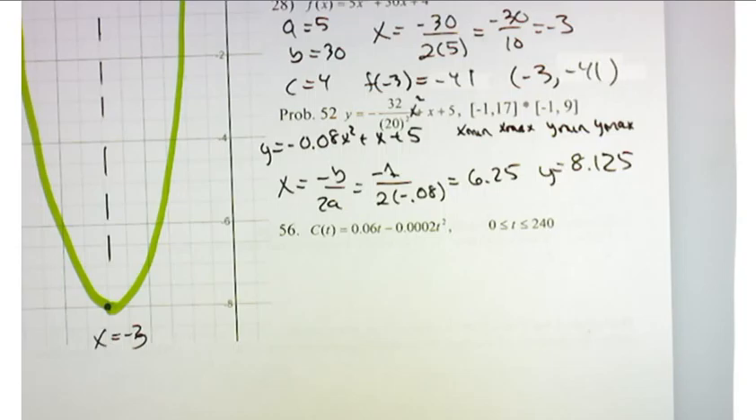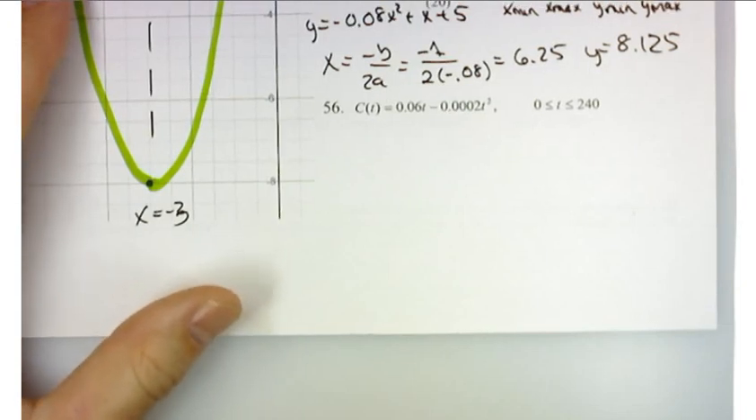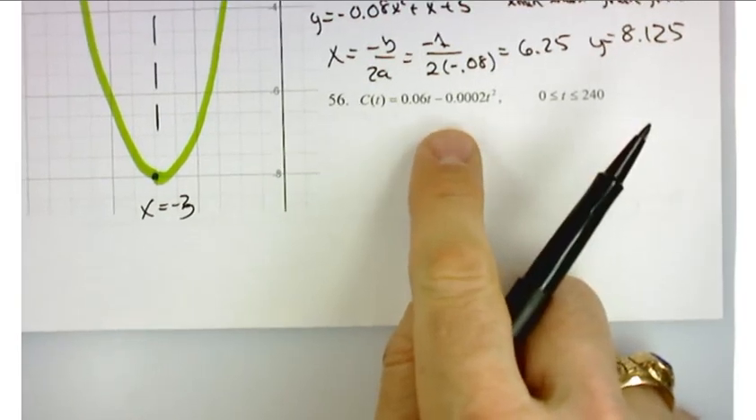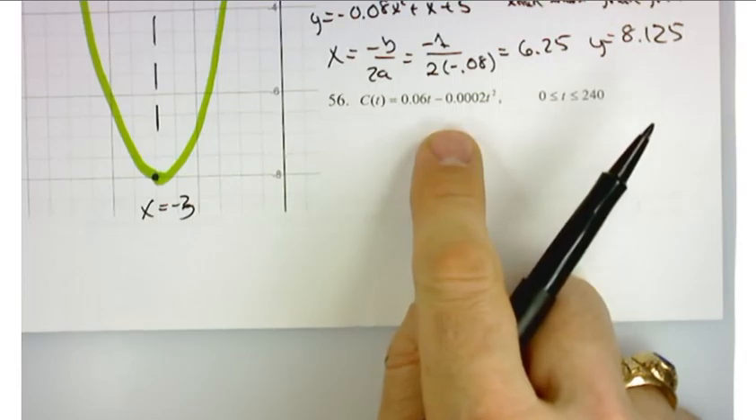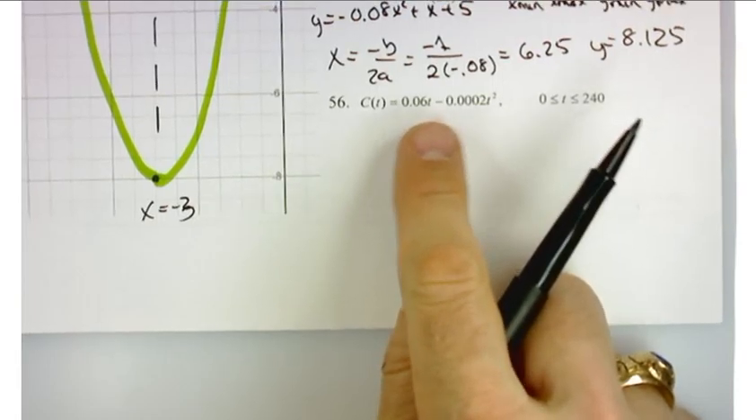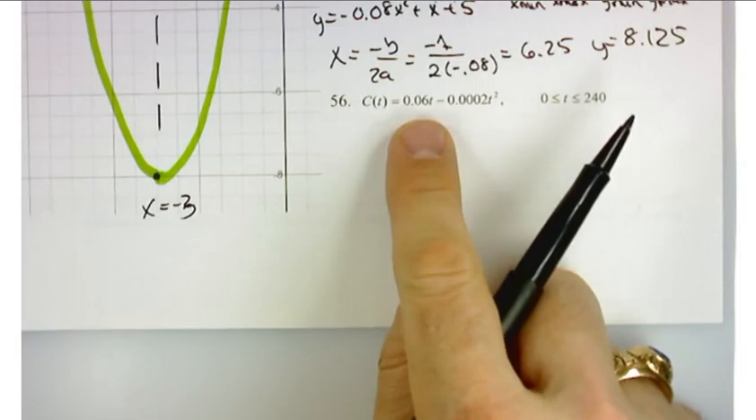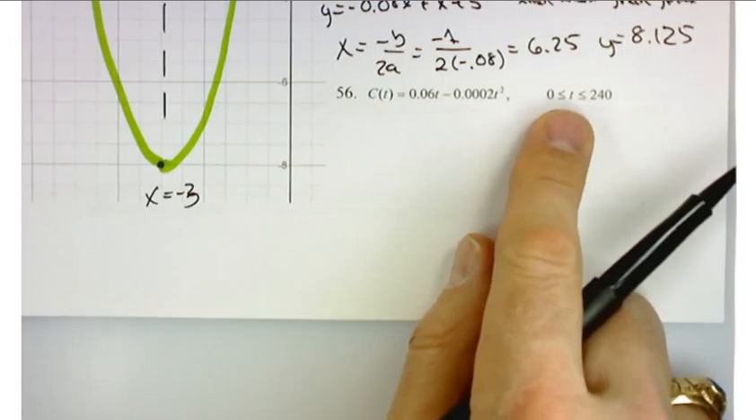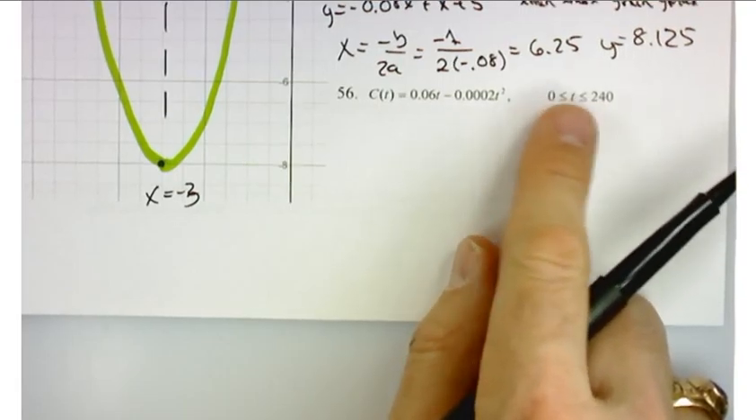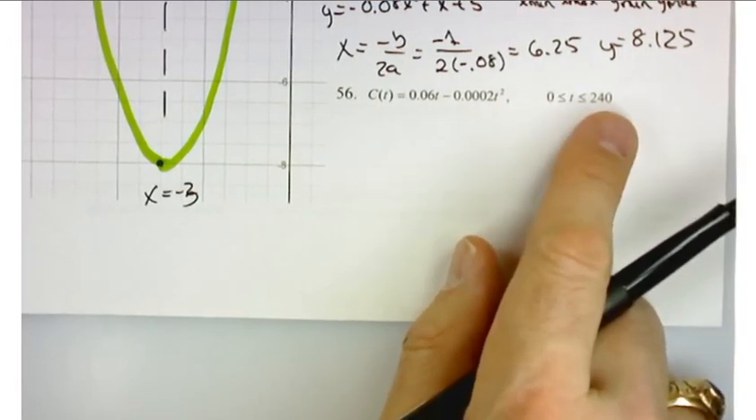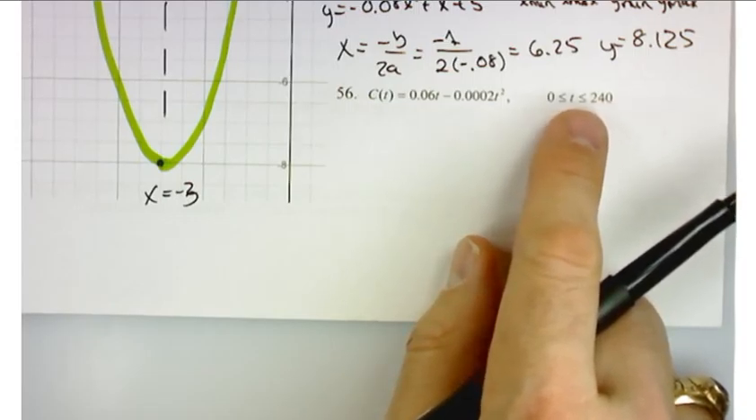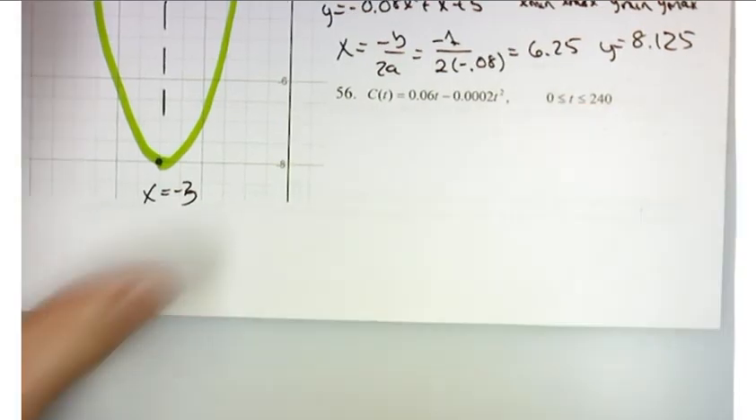Let's take a look at one last one, problem number 56. So the formula here in problem 56 represents the concentration of a certain drug in a patient's bloodstream after t minutes. And so t is somewhere between 0 and 240, basically between 0 and 4 hours. It says, when is the maximum concentration reached, and what is that maximum concentration?